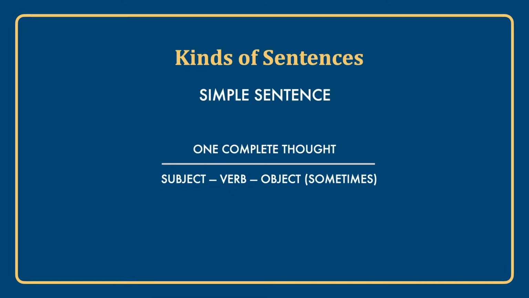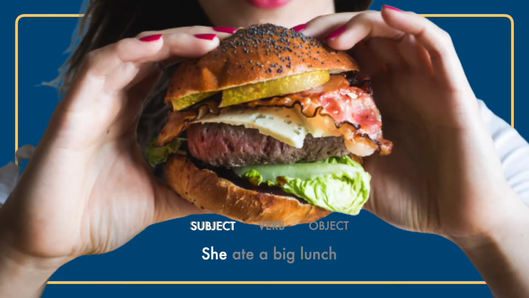The simple sentence states just one complete thought. That thought takes this form: subject, verb, and sometimes object. So, subject, she, verb, ate. Object, a big lunch. Simple, right?